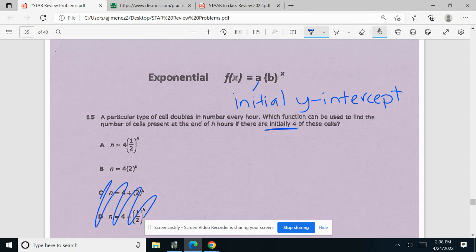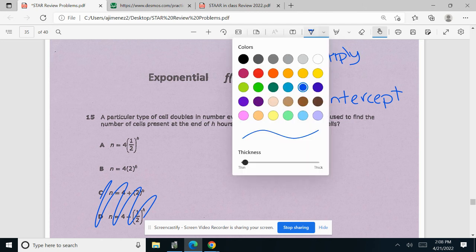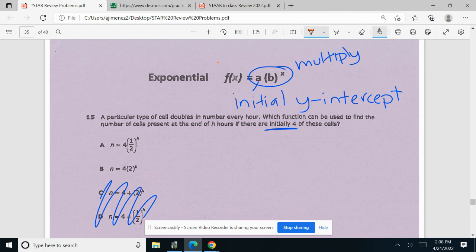So the second thing I did is I looked at this is multiplication. The last thing I do is I figure out what the B is. What does the B represent? The B is your ratio, which tells you is it halving? Is it multiplying by 2? What is it multiplying by? Here it told me doubles. The only one that has doubles is this one.